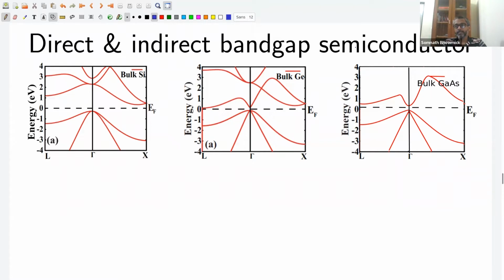In silicon and germanium, valence band maximum is at the gamma point, while conduction band minimum is not at the gamma point. In case of silicon, conduction band minimum is near the X point, and in case of germanium, conduction band minimum is near the L point. Silicon and germanium are called indirect bandgap semiconductors.